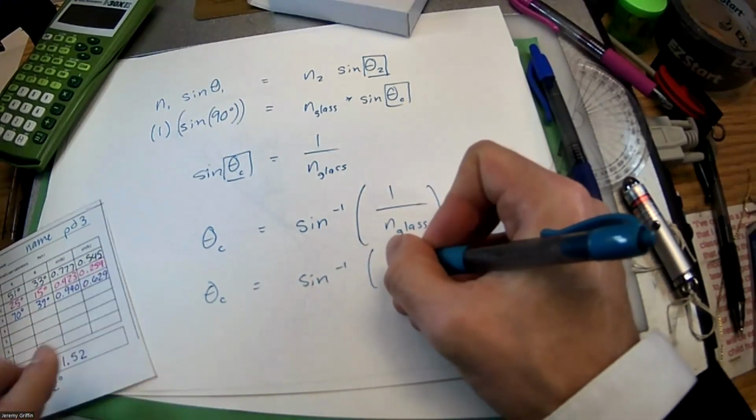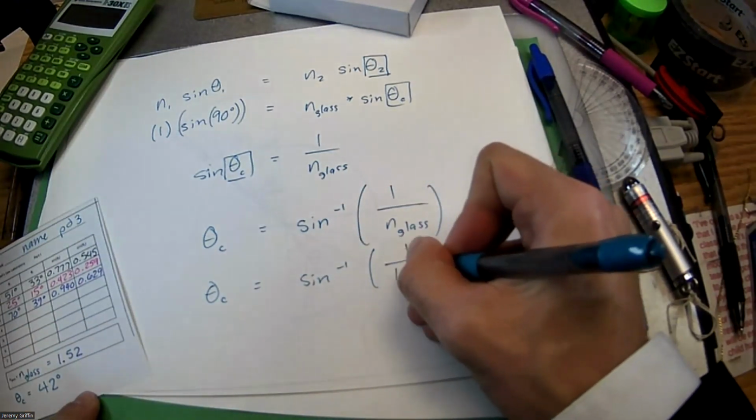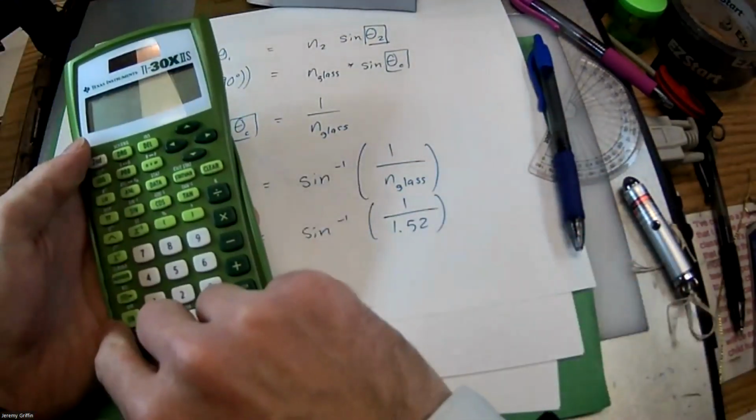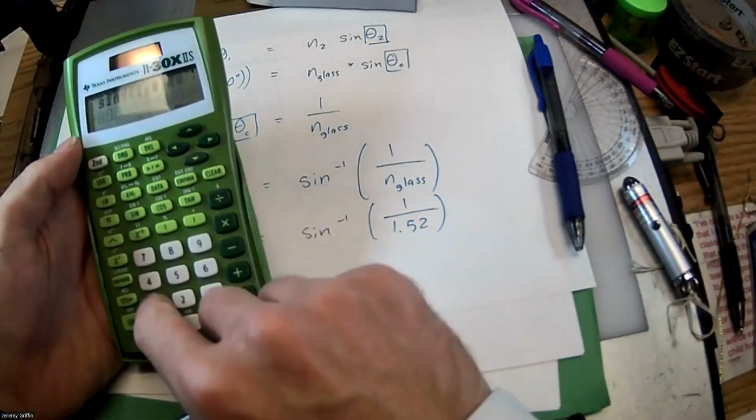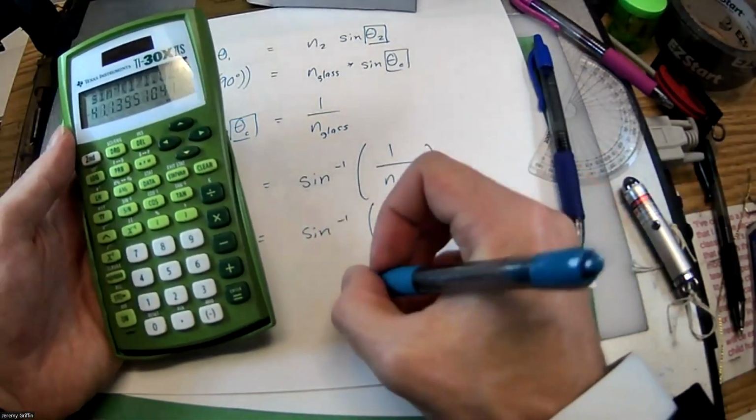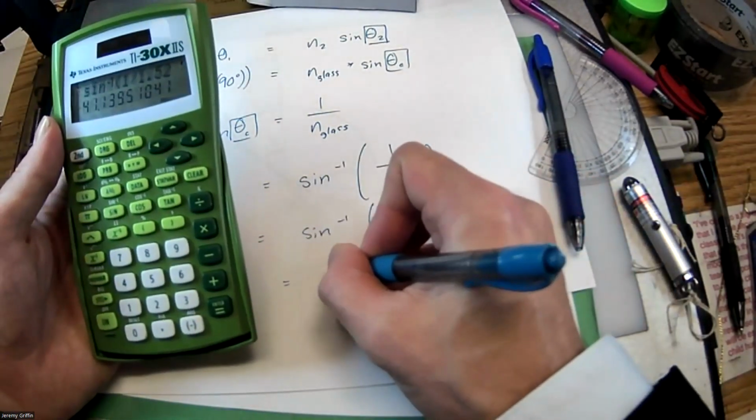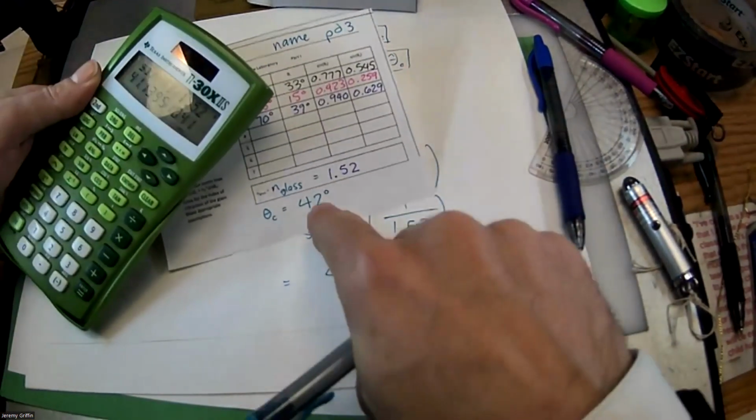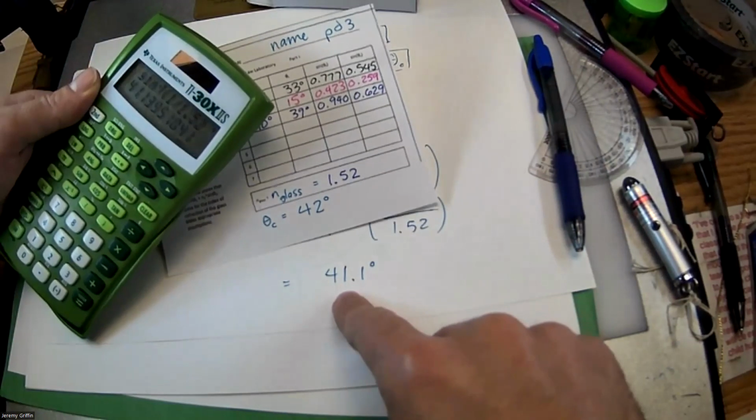Because we were getting like 1.52. Let's see what this comes out to. What is inverse sine of 1 over 1.52? It is, oh, look at that, 41.1 degrees. That's so close to what we measured, right? Okay, so I'm really happy with that.